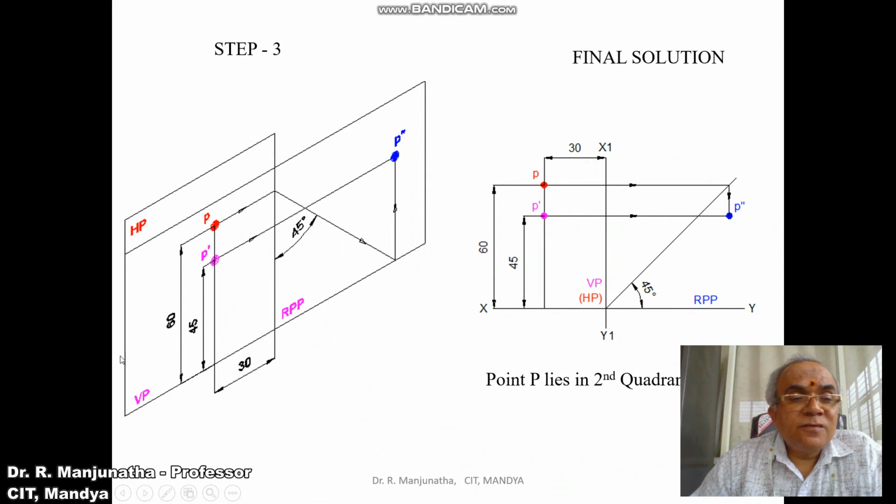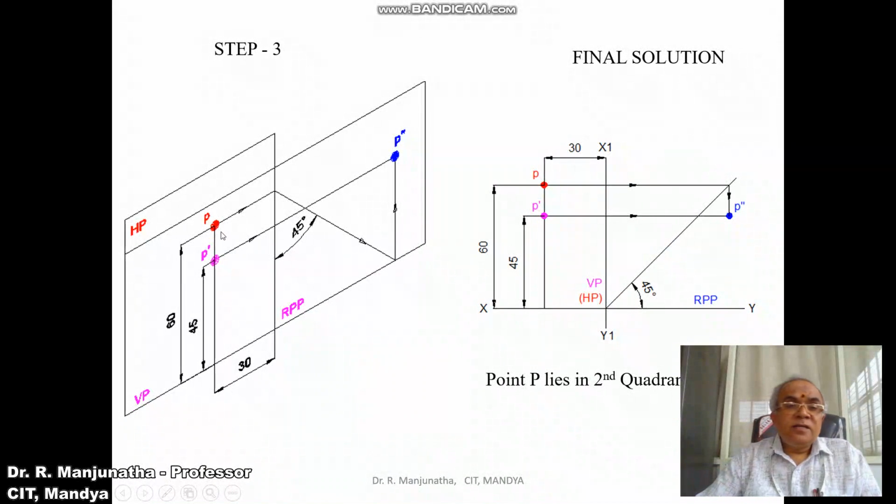But now what we want is the distance in front of VP. In front of VP can be seen in the horizontal plane. Since the horizontal plane is also above the XY line, naturally this will overlap with P dash, that is the front view. Then you draw a projector from here to this x1y1 line, and so the distance of 60 mm which is vertical here comes to 60 mm here. The same 60 mm is transferred to the horizontal, so the vertical distance of 60 is transferred to a horizontal distance of 60.